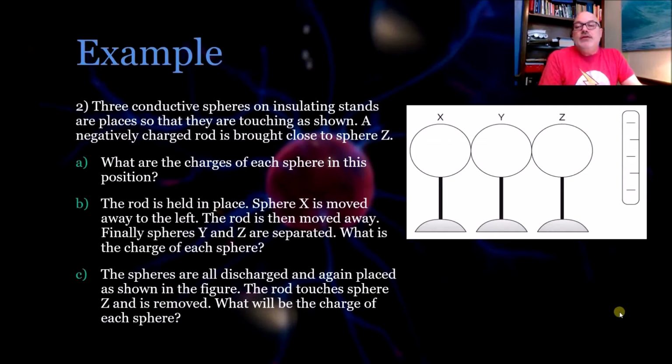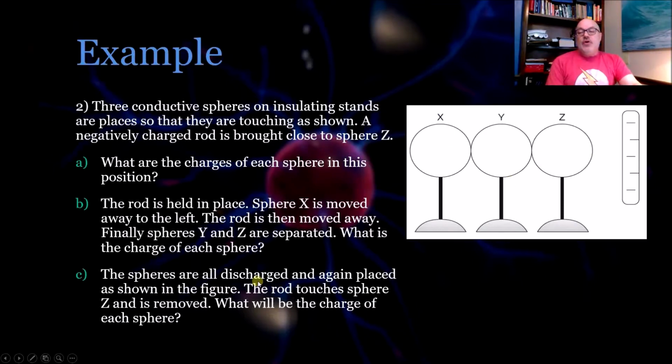So here's our example. We have three conducting spheres on insulating stands. They're placed so that they're touching as shown. A negatively charged rod is brought close to Z over here. What is the charge of each of the spheres when they're in this position? And then B, the rod is held in place. X is moved away to the left. The rod is then moved away. And then finally, Y and Z are separated. What's the charge on each one?